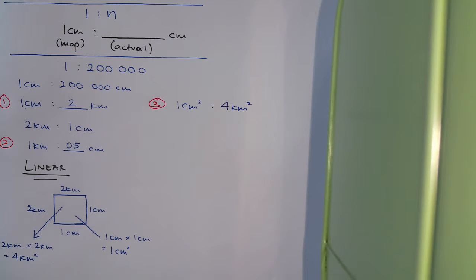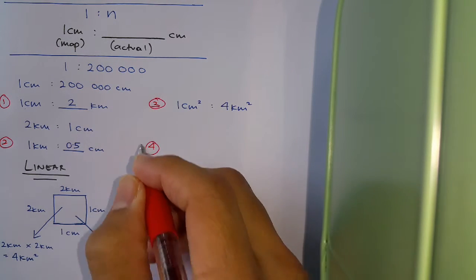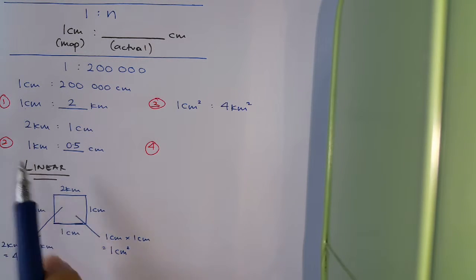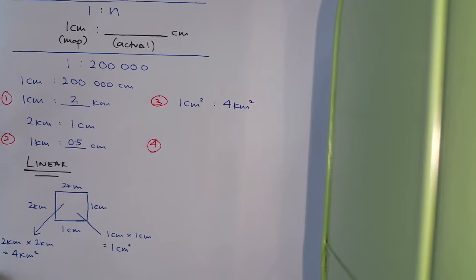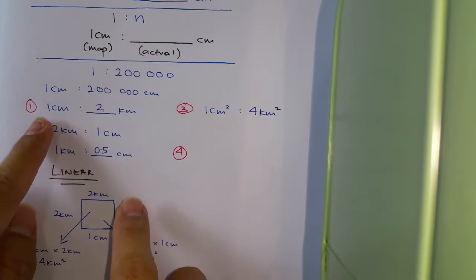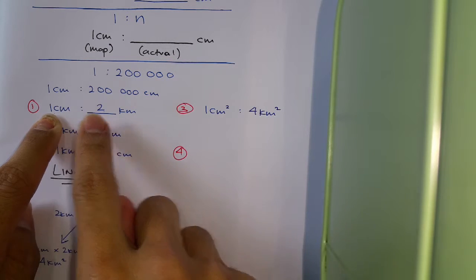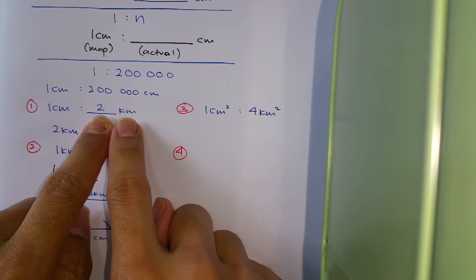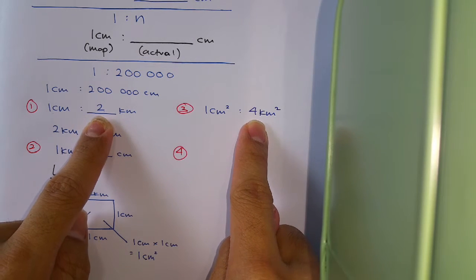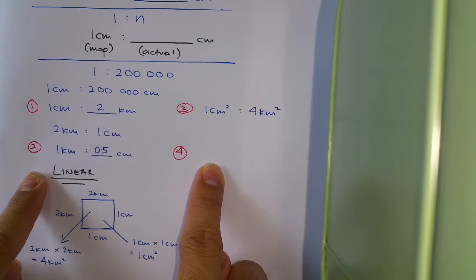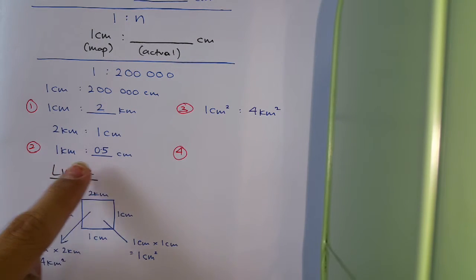So another situation is for scale number 4. Scale number 4 is obtained from scale number 2. Basically, if we understand from scale 1 and scale 3, 1 cm, when you square it, you get 1 square cm. 2 kilometers, if you square it, you get 4 square kilometers. So for scale number 2, to get your scale number 4, basically you square these two numbers to get their equivalent scale.